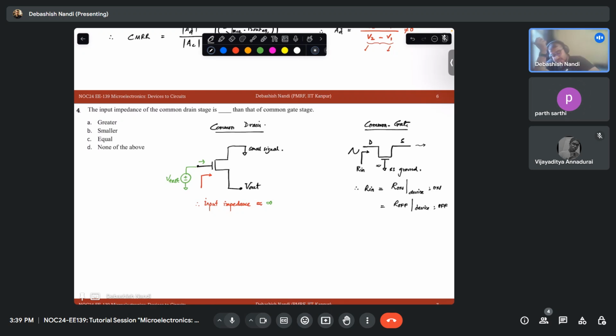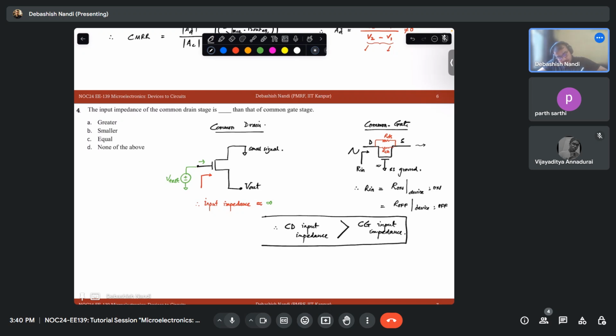You are applying some signal, so this signal has two paths to flow. One is the channel resistance and one is the RDS of your device. So what is greater? Common drain input impedance is always greater than common gate input impedance, and this is because of the fundamental fact that in the case of common drain, the gate is seeing the input.